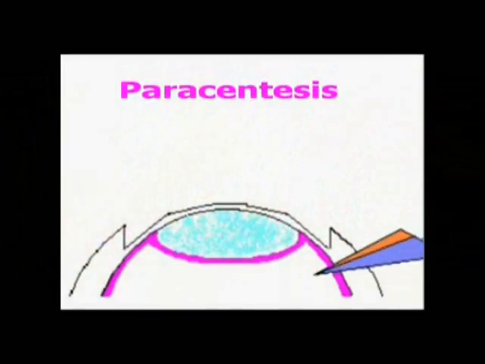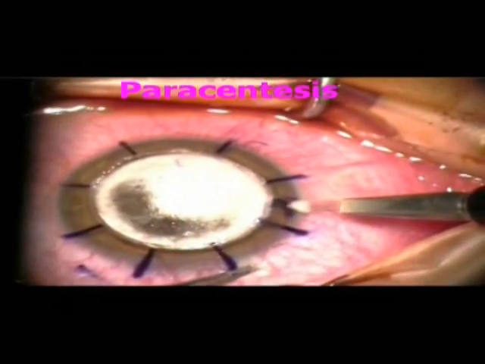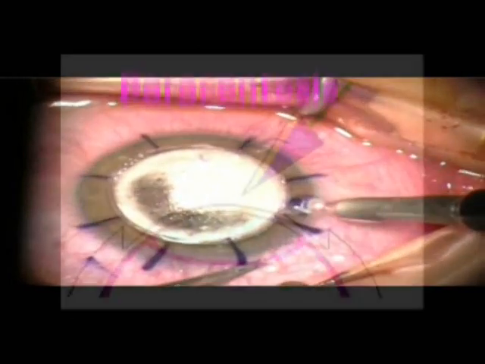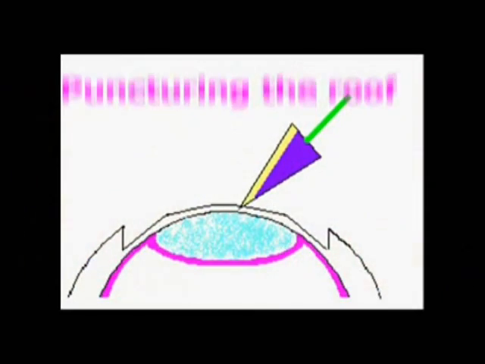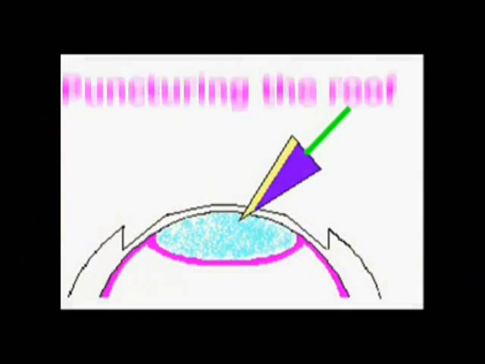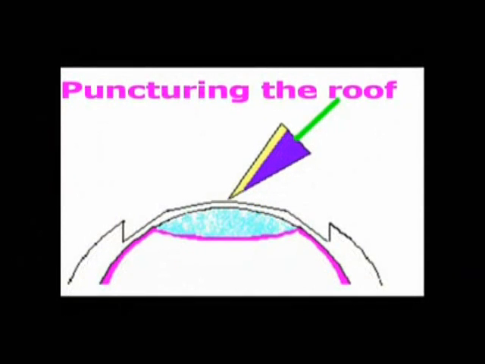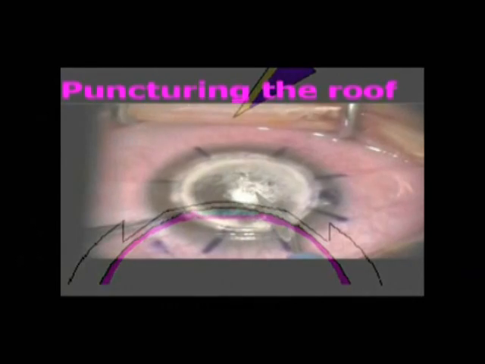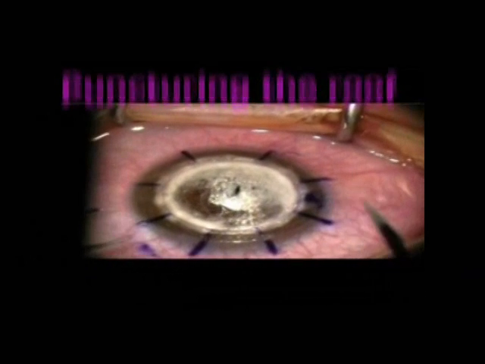After that, we make a paracentesis outside the boundaries of the big bubble to make the eye softer. Then we make a new paracentesis in the superior wall of the big bubble. Suddenly the air escapes and the big bubble collapses.